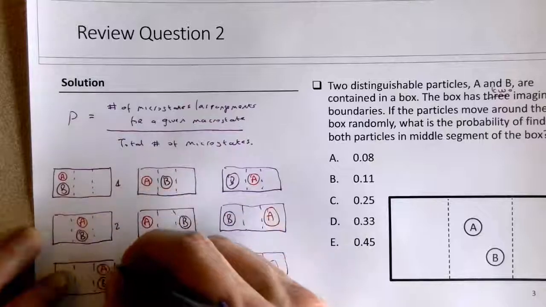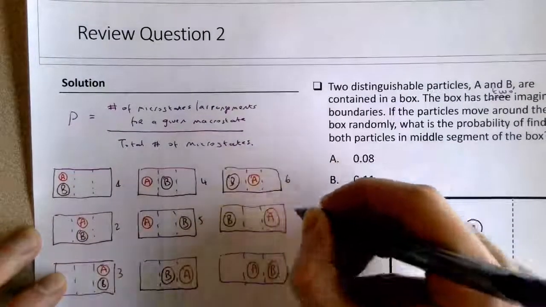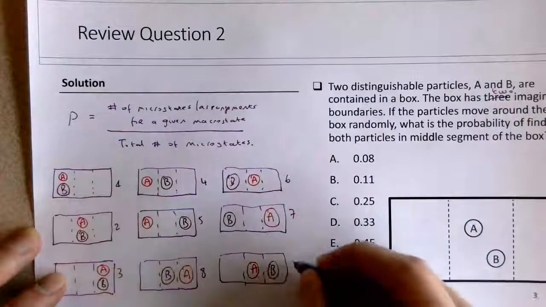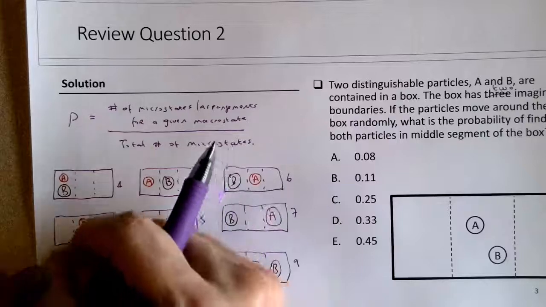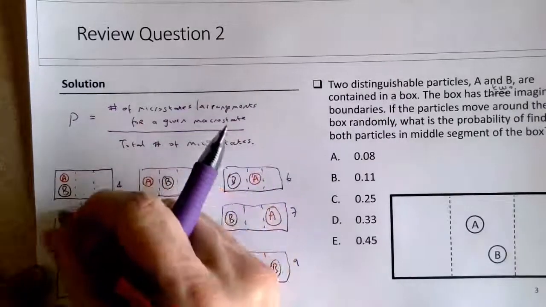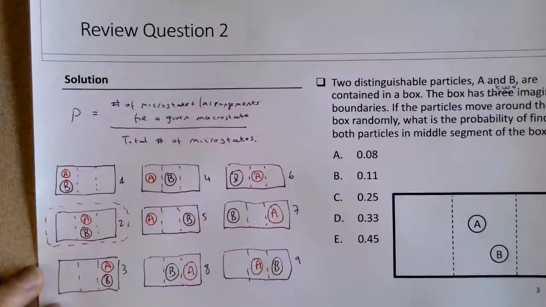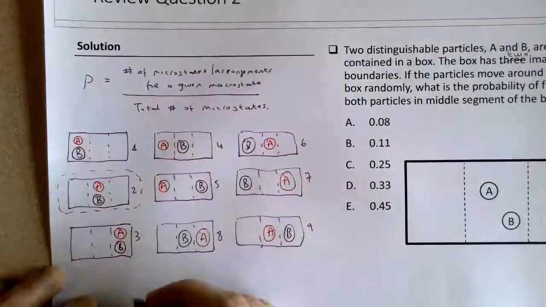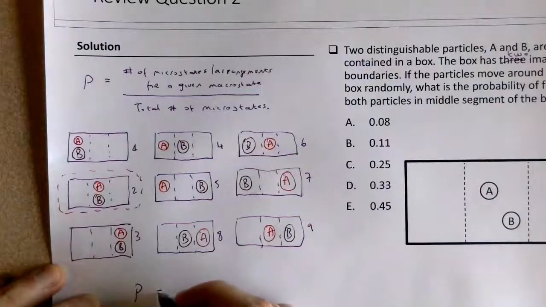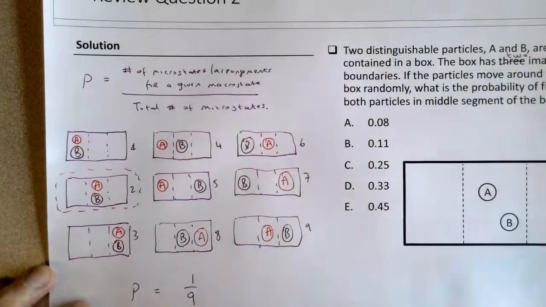So, 1, 2, 3, and then I get 4 and 5, and then I did 6 and 7, and then I did 8 and 9. And the only possible way you can arrange both in the middle is this one. So that leaves us with a probability of 1 over 9, which should give us, of course, choice B.